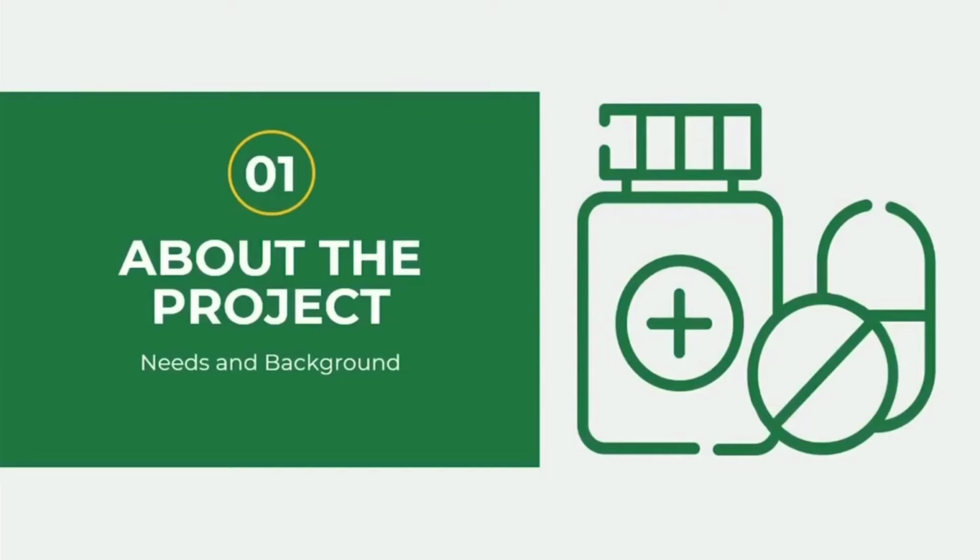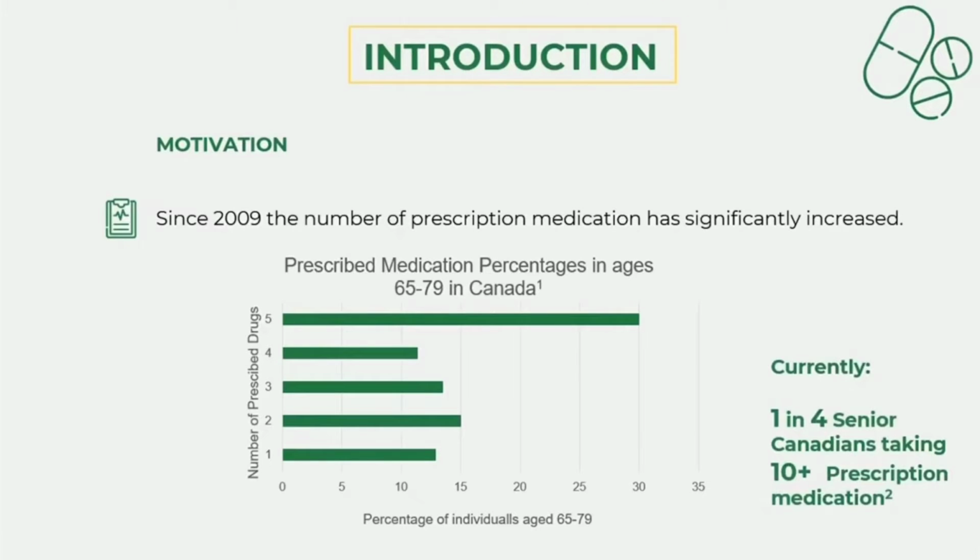Our team has developed a system that can identify and sort given pills based on the size, shape, color, and weight. The need for this project stems from the increasing number of prescription medications that has been observed over the last few years. A study completed in 2011 revealed that approximately 30% of individuals aged between 65 and 79 are taking more than 5 prescribed drugs.